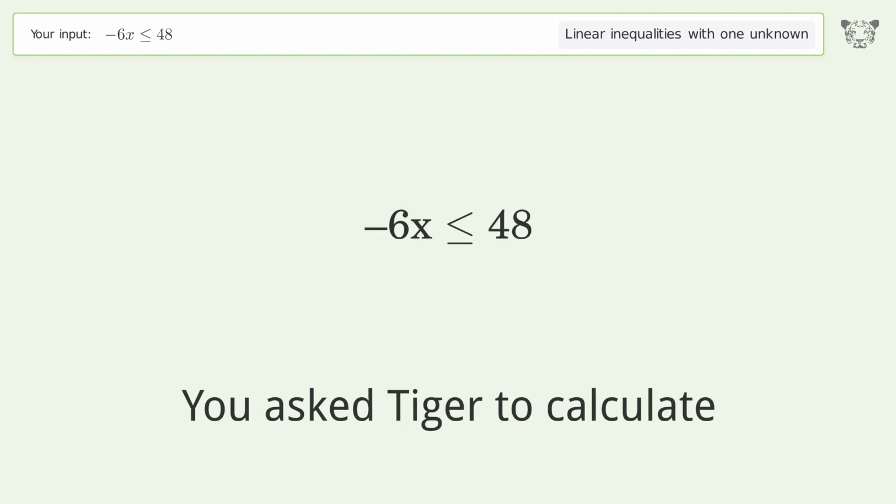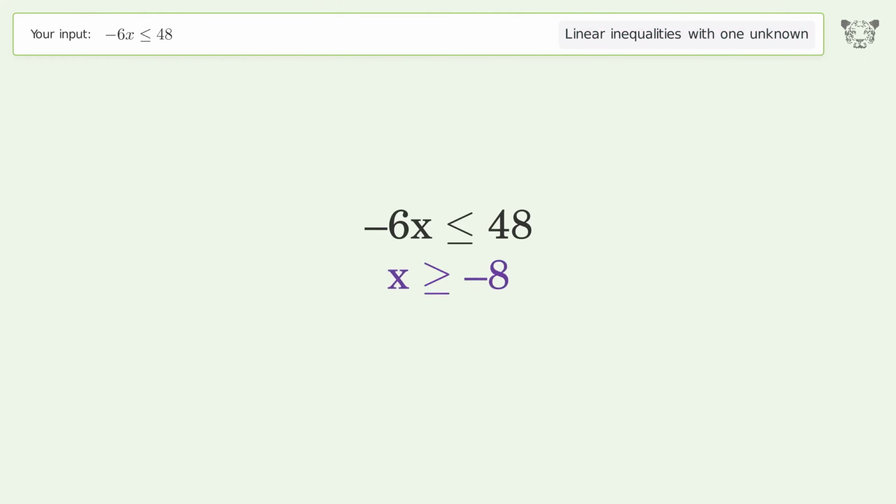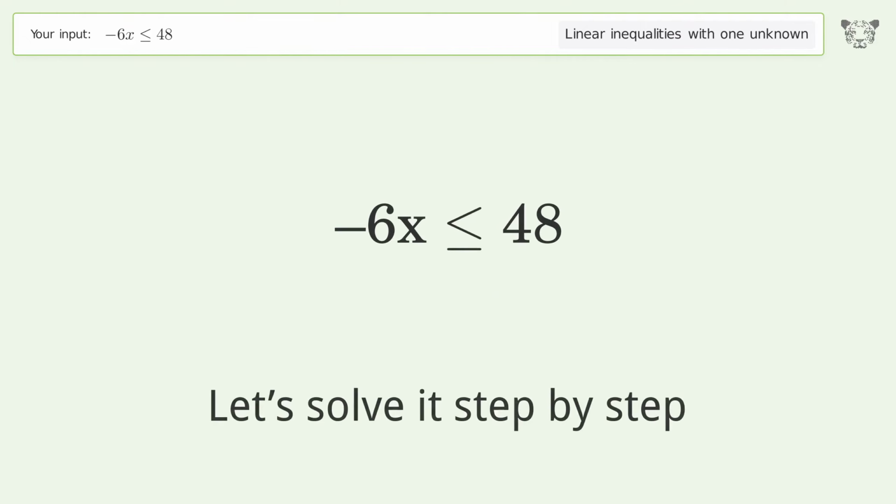You ask Tiger to calculate. This deals with linear inequalities with one unknown. The final result is x equal or greater than -8. Let's solve it step by step.